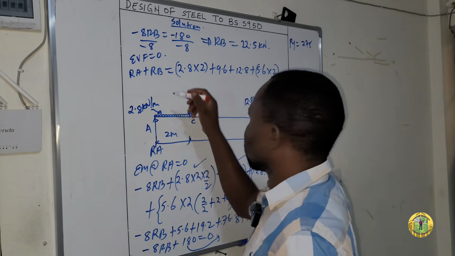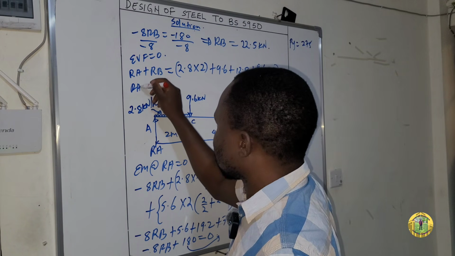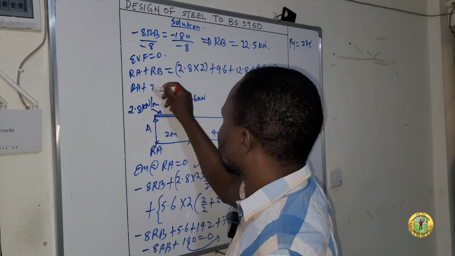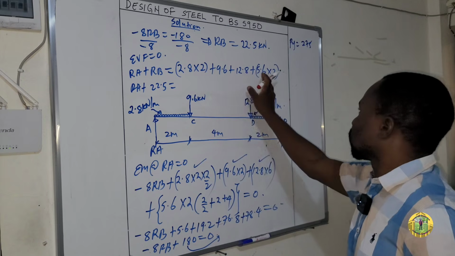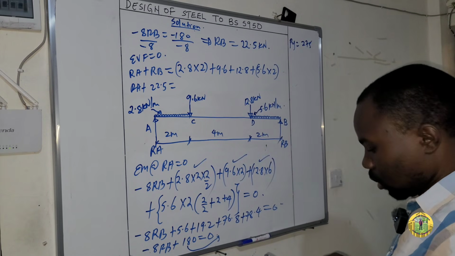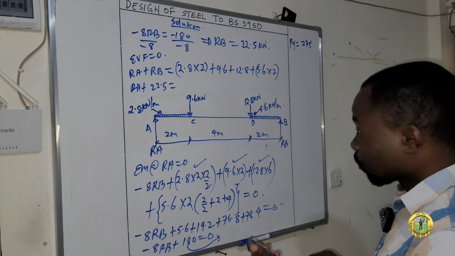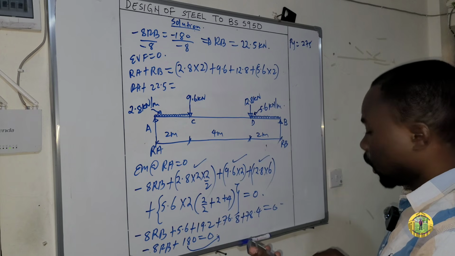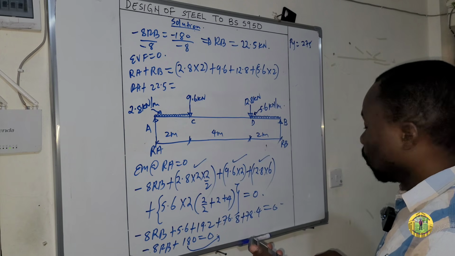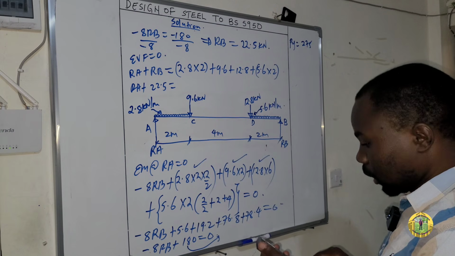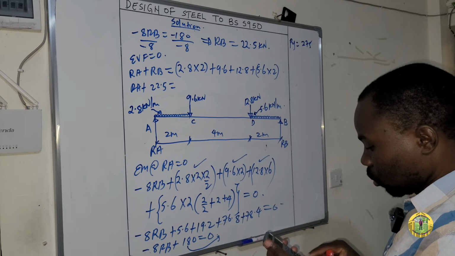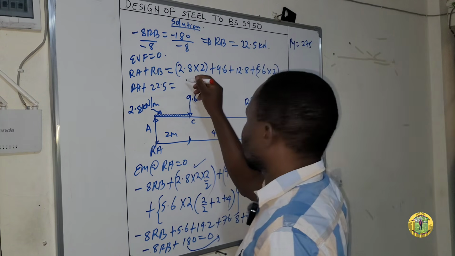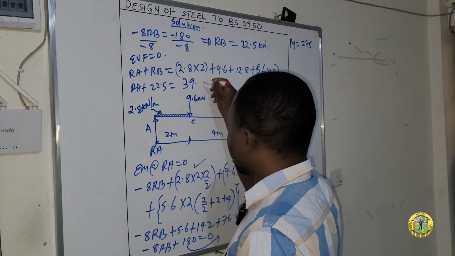So you can say that RA plus RB, which is 22.5, is equal to, you can carry out the operation for this, 2.8 times 2 plus 9.6 plus 12.8 plus 5.6 times 2. So this is 39.2.